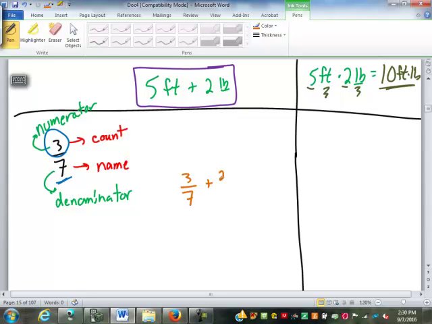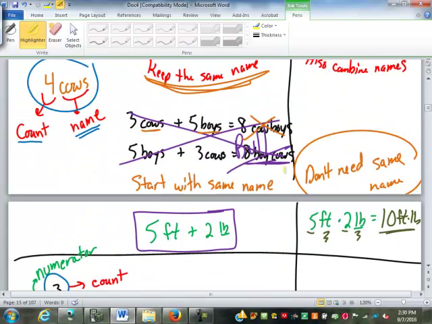So let's take 3/7 plus 2/7. If you think way back to like 3rd grade or so, when you first started doing operations with fractions, your 3rd grade teacher said to add fractions, you must have a common denominator, right? That's not a special rule for fractions. With any number, when we go to add or subtract, we must have the same name.